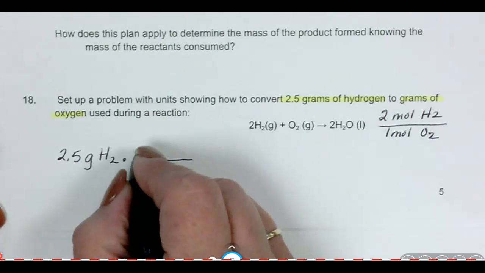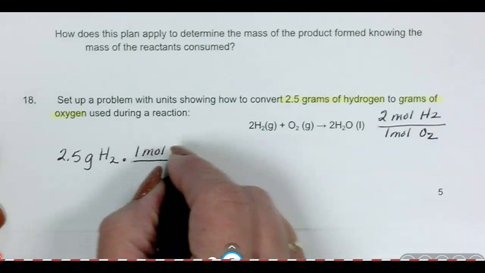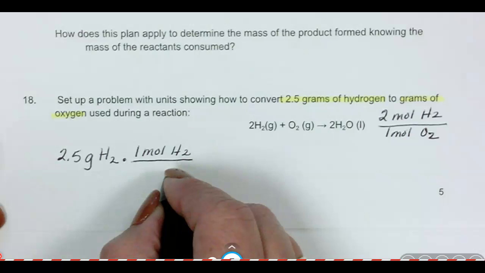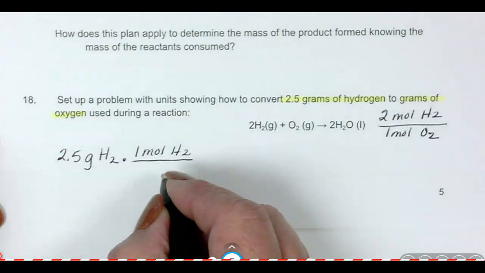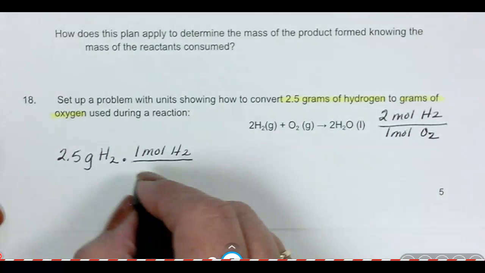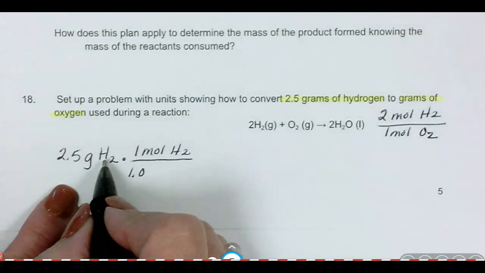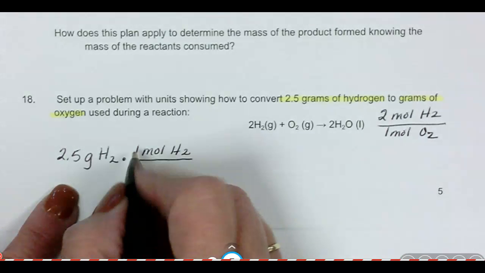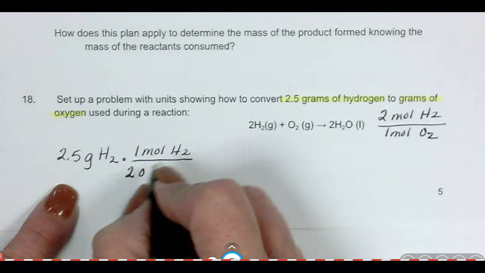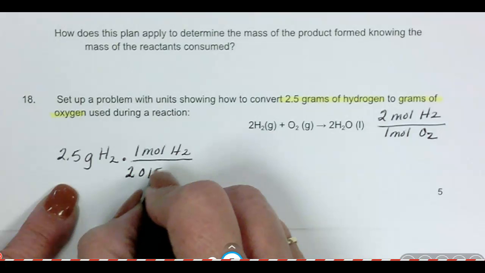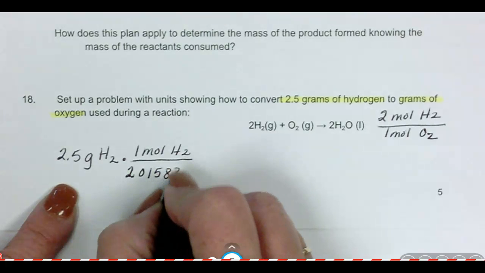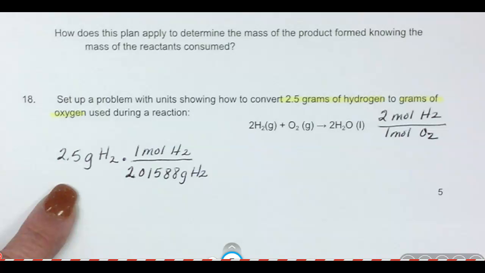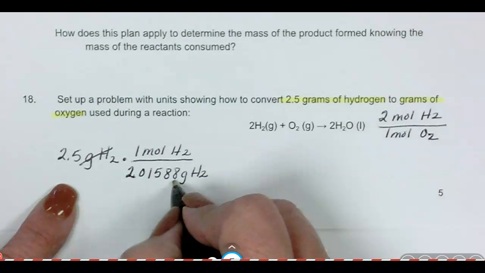So we have 1 mole of hydrogen gas. And then again, I need to do how many grams that would be. So do a quick multiplication of your table hydrogens. So we're going to take the 1.07794 and multiply it by 2. I'm going to get 2.01588 grams of hydrogen gas. So that's going to be my first step.